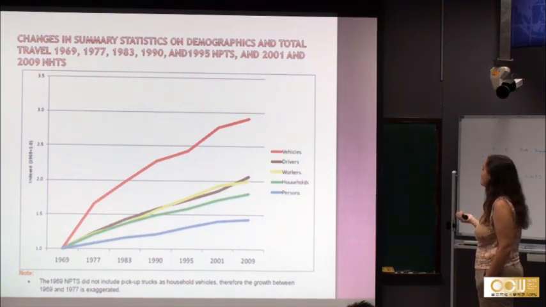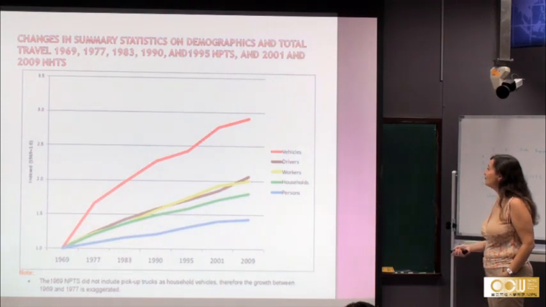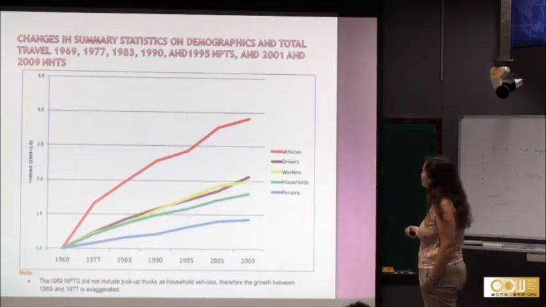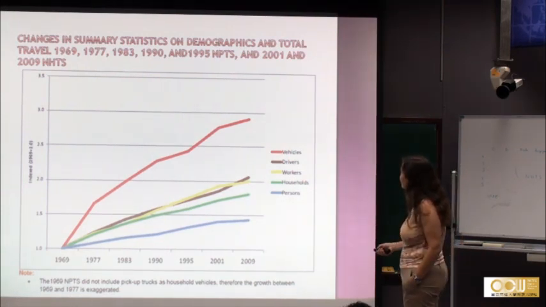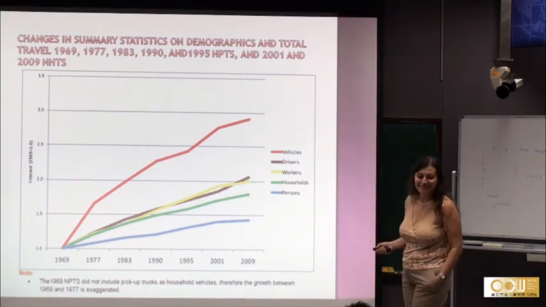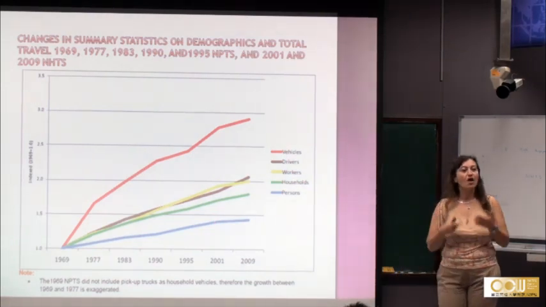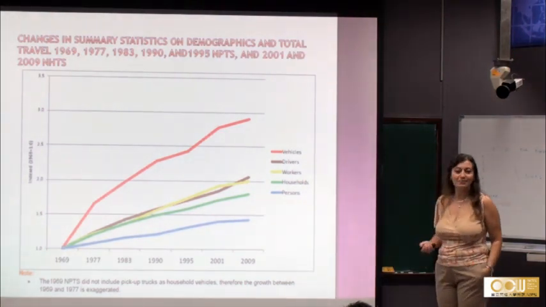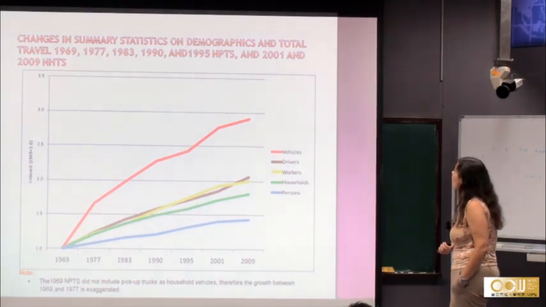Okay, so this is the kind of thing that you can analyze when you have longitudinal information over the years, right? This is 40 years of history of travel behavior in the United States. We have information about vehicles, drivers, workers, households, and persons. So you see how the number of vehicles per household is evolving over time, the number of drivers is evolving, the number of workers is kind of declining because there are no jobs, many people unemployed, and the number of persons in the household is flattening here, which means that there are a lot of one-person households, there are not many kids, people are aging. So you have all kinds of information about this and the evolution of this. It gives you trends and it gives you changes in travel behavior over time.